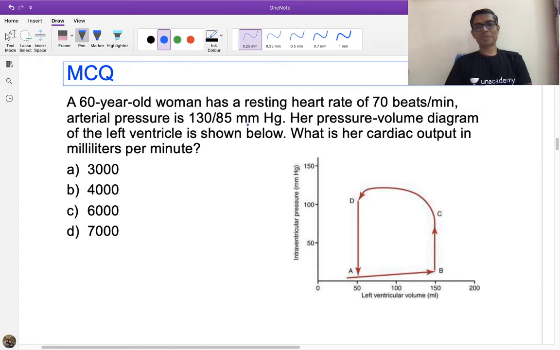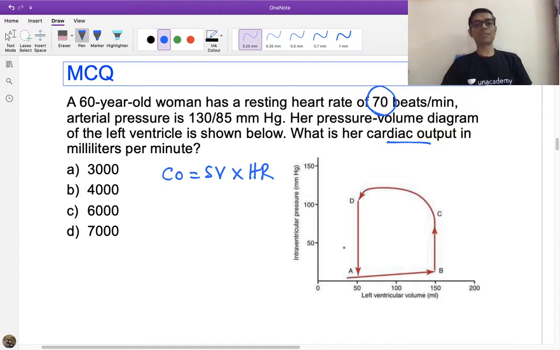Okay. So if I ask you that you have to calculate the cardiac output. Right, cardiac output, yes, very good, the correct answer is coming. Cardiac output means I require stroke volume, I require heart rate. This is our formula. Heart rate is given here already. This is 70 beats per minute. So what I require is to find out the stroke volume from this PV loop curve.